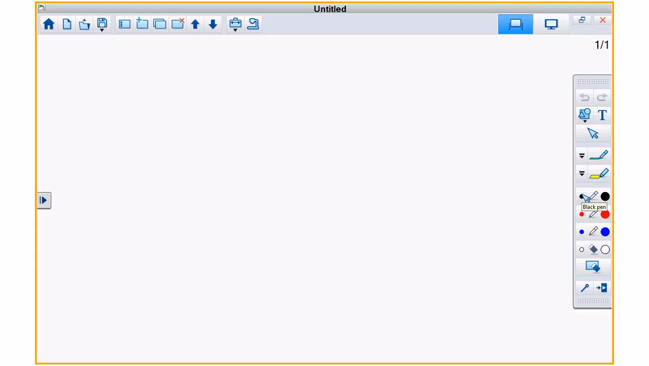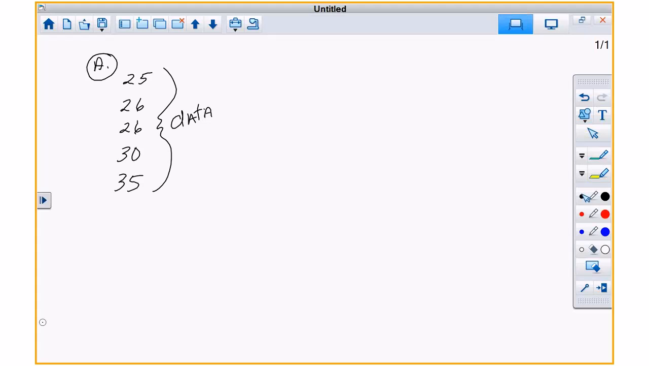All right. So, let's go back to chapter 3. I told you there were 2 types of data. Type A is like test scores or ages: 25, 26, 26, 30, and 35. I called that like test data, whatever you want to call it.